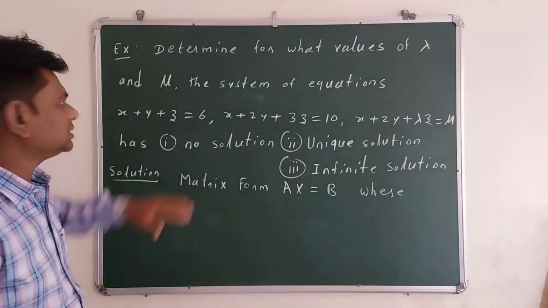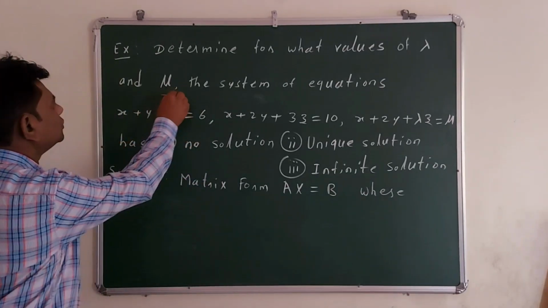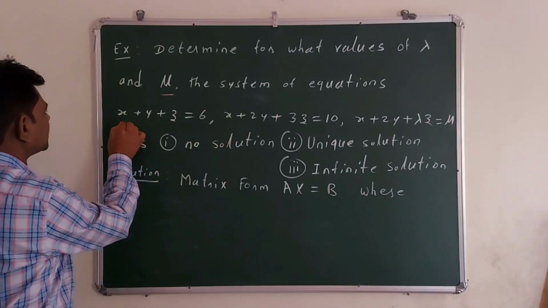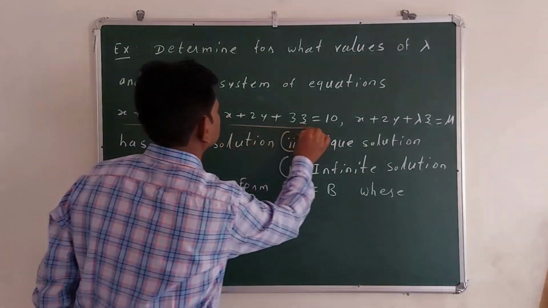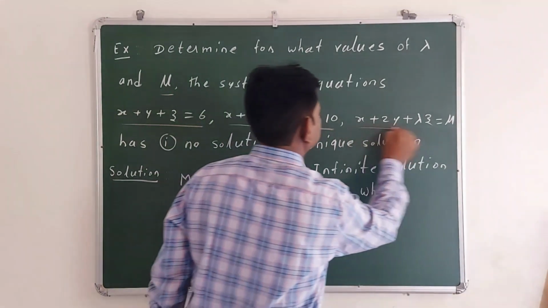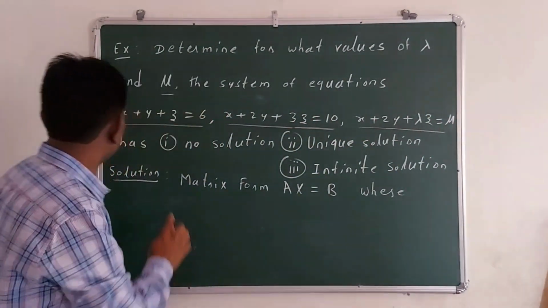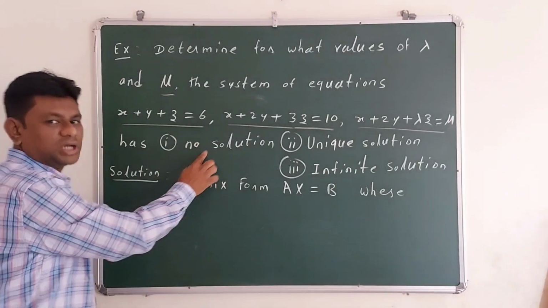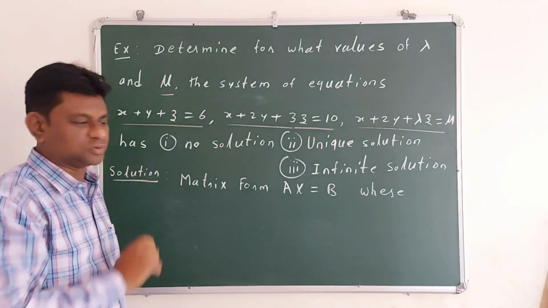The example is: determine for what values of lambda and mu the system of equations x + y + z = 6, x + 2y + 3z = 10, and x + 2y + lambda z = mu has 1) no solution, 2) unique solution, and 3) infinite solutions.